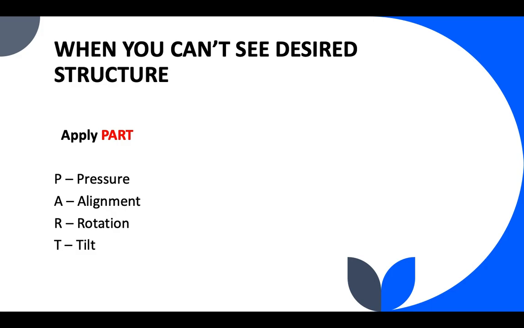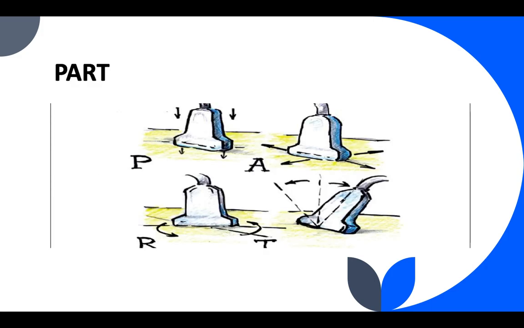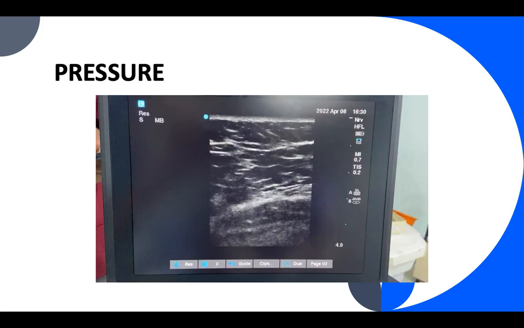When you cannot see the desired structure, apply PART, that is pressure, alignment, rotation and tilt. So you can either rotate the probe or align the probe to the structure, or sometimes you have to tilt the probe, or sometimes you have to apply pressure to see the structure.